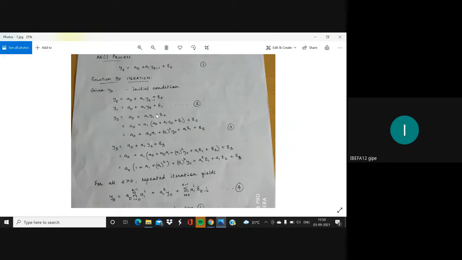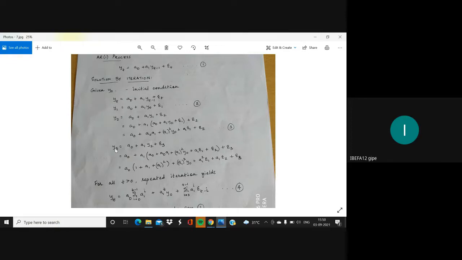Now instead of y1, we'll put in equation 2. Substitute y1 with equation 2. So you get this form of the equation. Simplify it further. This is what you get, once you open up the brackets. So we get equation 3 this way.